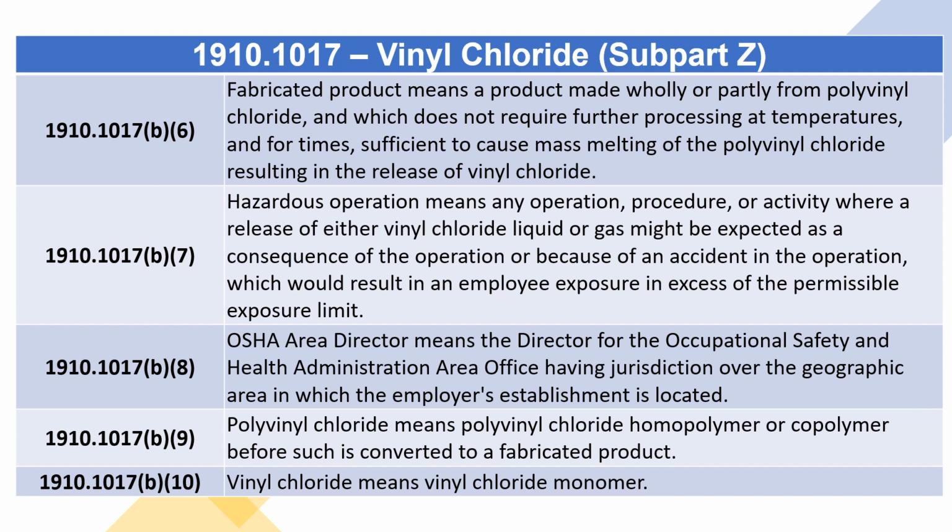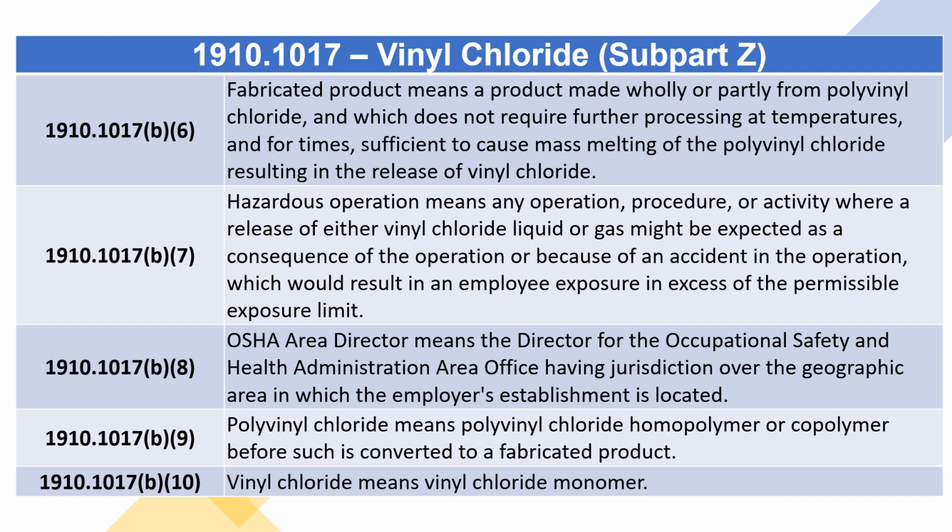1910.1017, B7. Hazardous operation means any operation, procedure, or activity where a release of either vinyl chloride liquid or gas might be expected as a consequence of the operation or because of an accident in the operation, which would result in an employee exposure in excess of the permissible exposure limit. 1910.1017, B8. OSHA Area Director means the Director for the Occupational Safety and Health Administration Area Office having jurisdiction over the geographic area in which the employer's establishment is located.